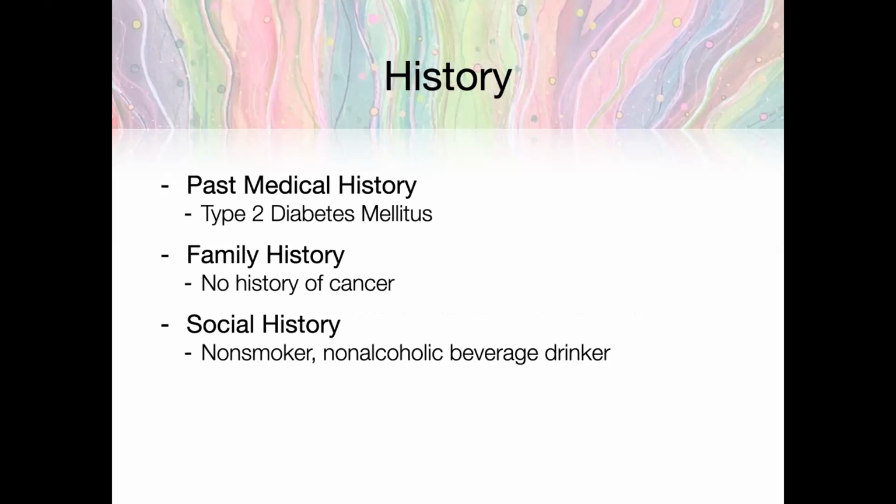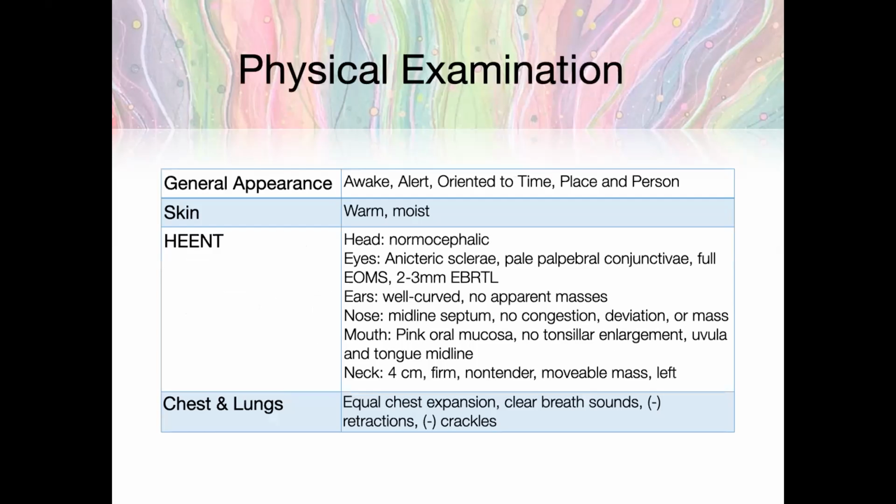The past medical history, the family history, and social history of the patient was unremarkable. Physical examination shows a 4 centimeter firm, non-tender movable mass in the left anterior neck. Other findings are unremarkable.